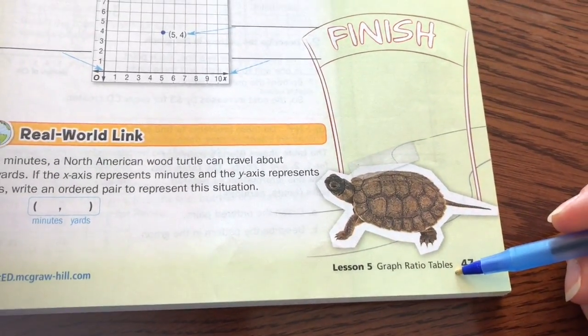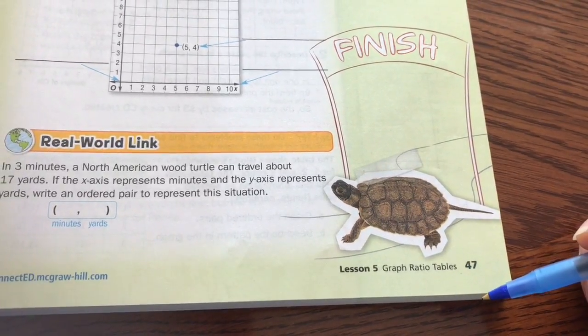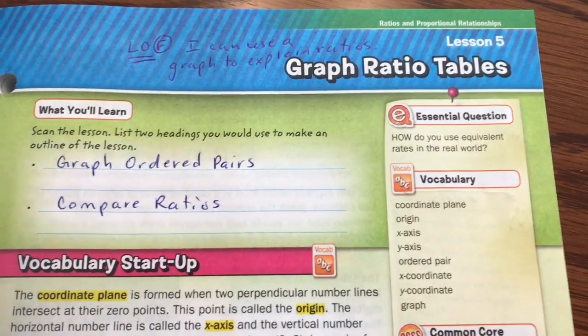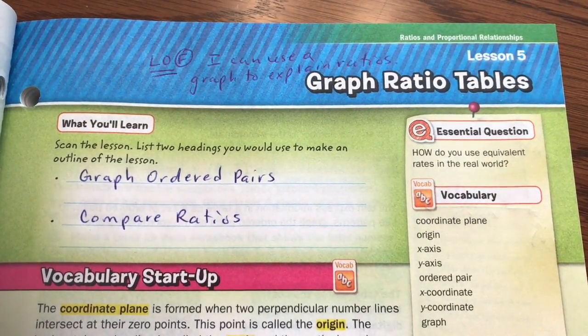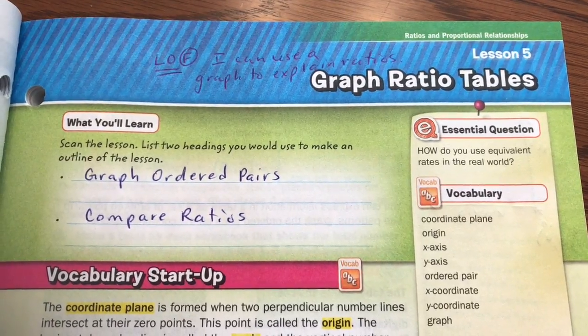All right, so let me get the math book here. We are on page 47 in the math book. So pause it and turn to page 47 if you're not there yet. And lesson 5 is called graph ratio tables. And again, the learning objective is I can use a graph to explain ratios.